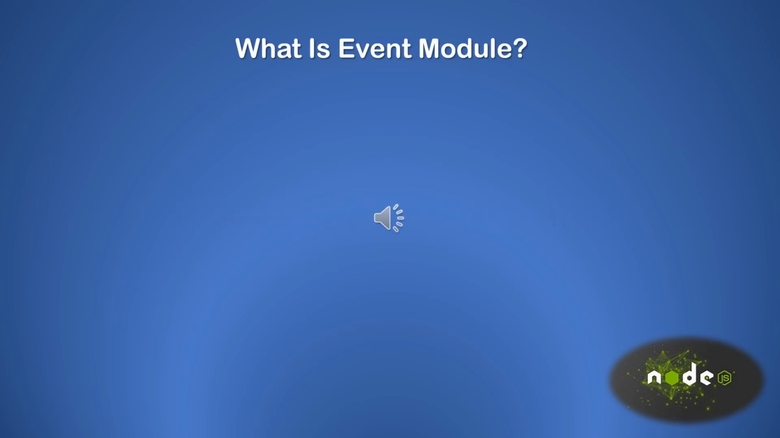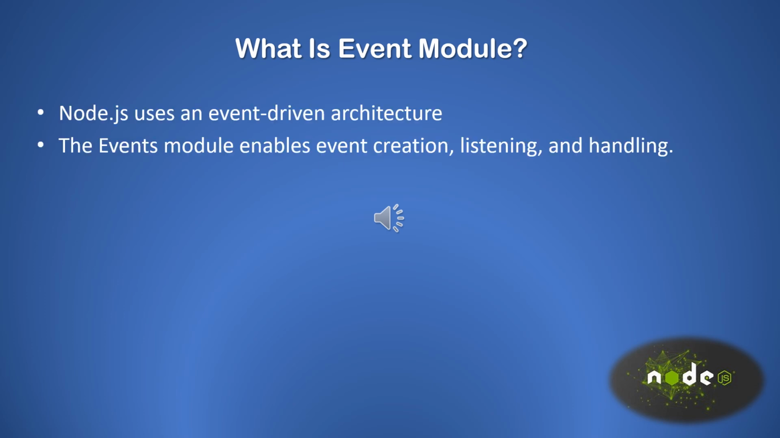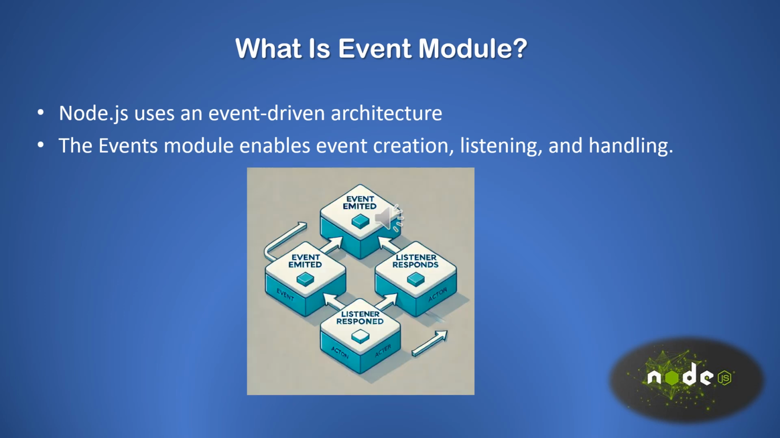Okay, so now what is the event module? It's a core module that allows developers to create, listen to, and manage events. In Node.js, many operations are asynchronous, as I discussed in the previous sessions, and event driven, meaning they rely on events to signal when something has happened, for example, reading a file, receiving a request, or completing a task. So with the event module, you can define custom events, emit them when needed, and set up event listeners to respond to those events. This helps in building highly efficient, scalable, and non-blocking applications.